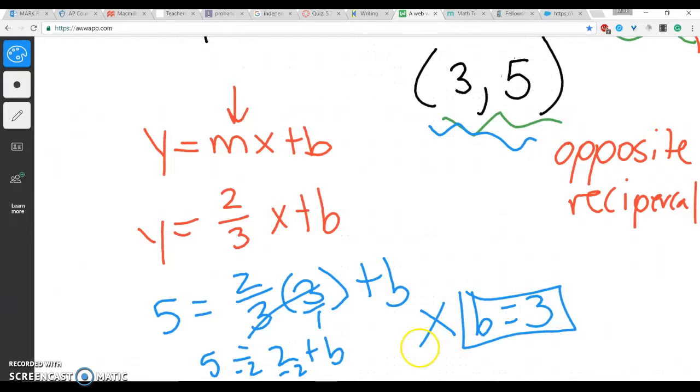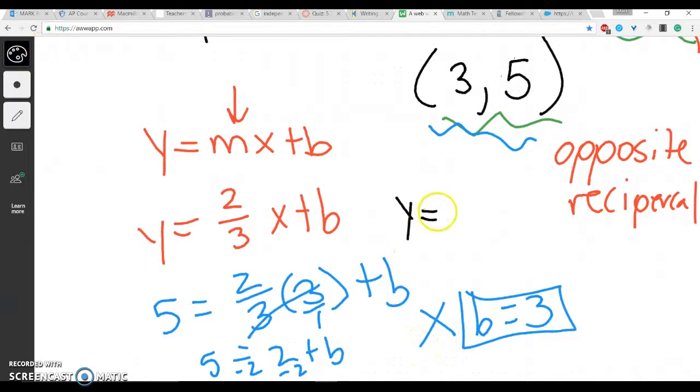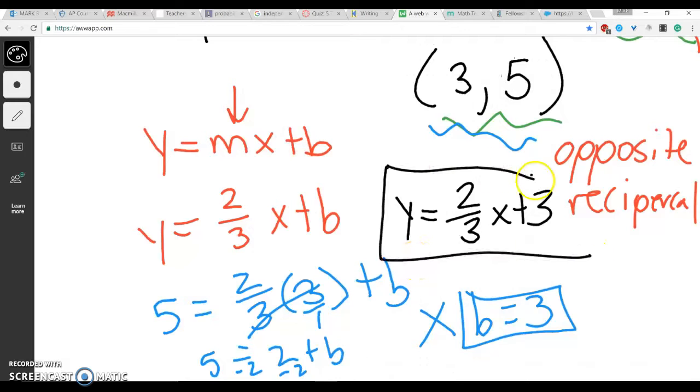Again, this is not my answer. My final answer would be y equals 2/3 x plus 3. Make sure, again, that you have a y, you have an x, and then you just fill in the slope and you fill in the y-intercept. For a line, you need a y and an x so you can graph the thing.